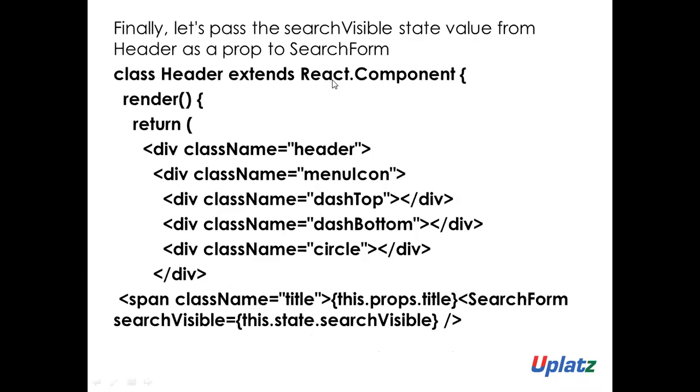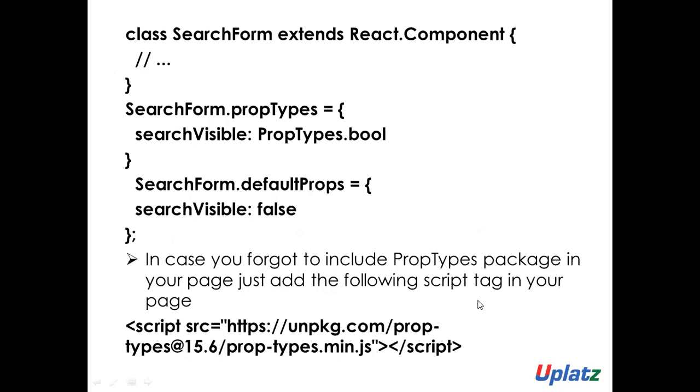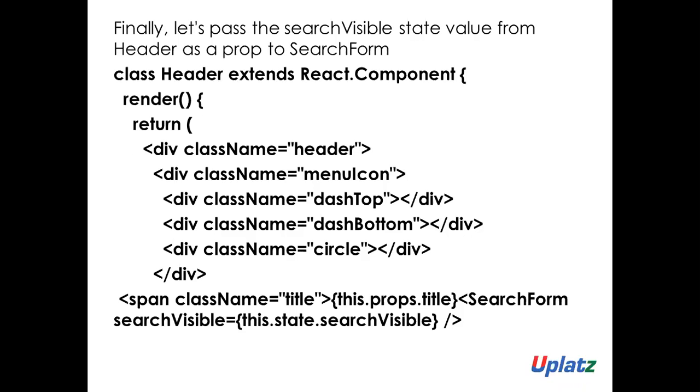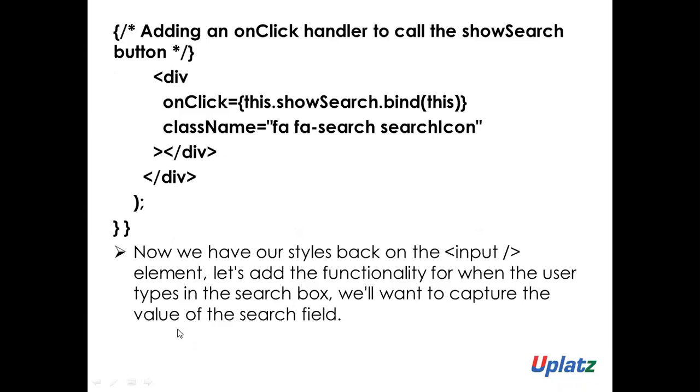Class Header extends React.Component. Inside that render, same thing we have seen: header, menu icon, dashboard, circle. Inside the span, I have passed the props as title. This is the search form which I created before. Inside that, I have only the props title. I have said if it's the search form, it will go there. Initially I have set it as false, so search visible will be initially false.